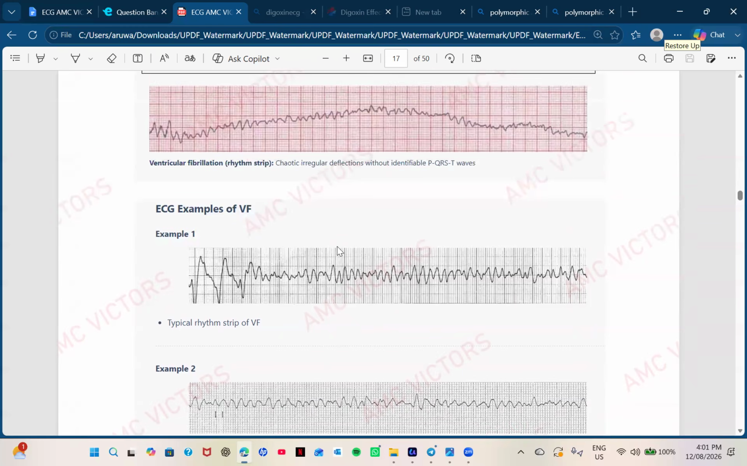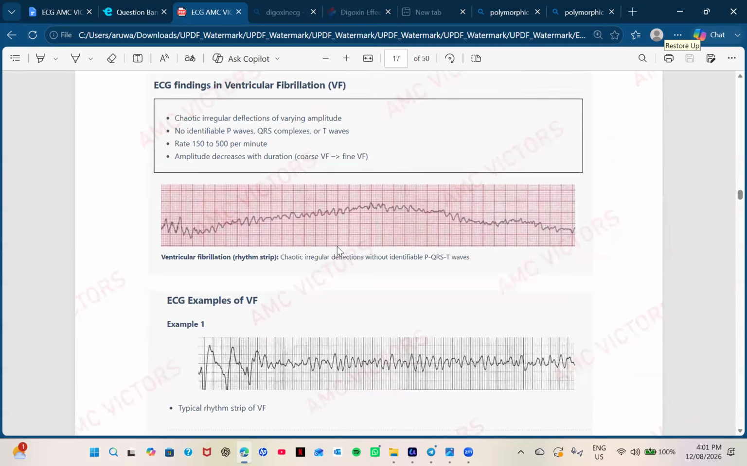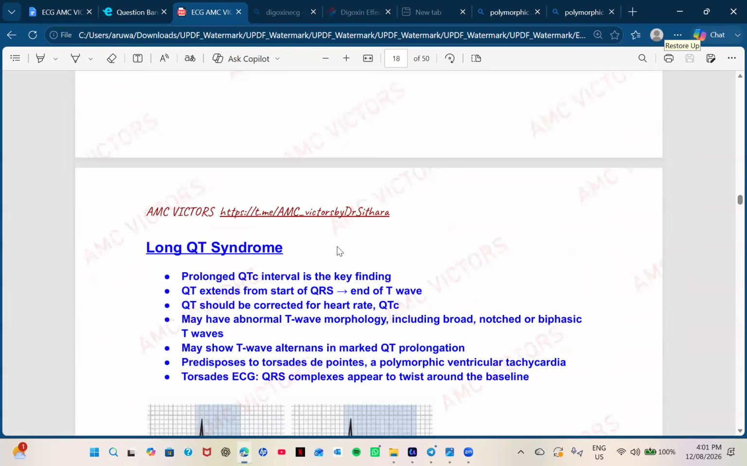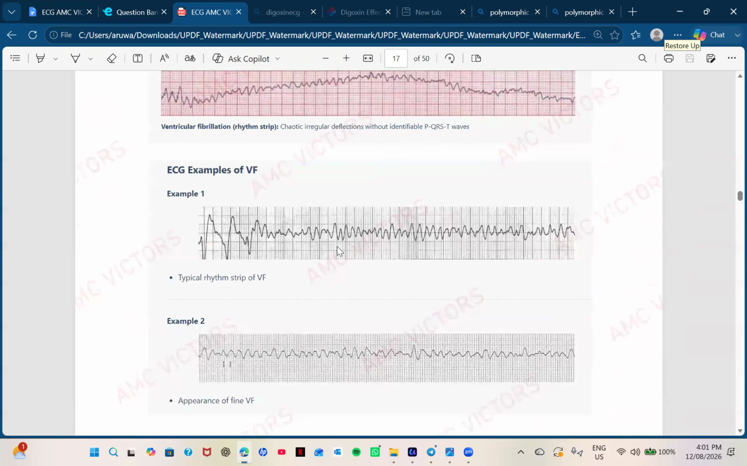Anyway, VF is very dangerous. Dangerous means that the next moment, if you are not doing anything, the patient can die. It's a cardiac collapse, and it's a shockable cardiac arrest rhythm. Shockable one.